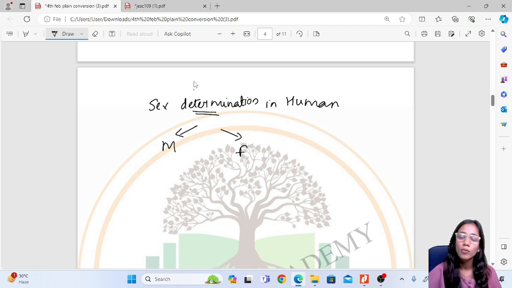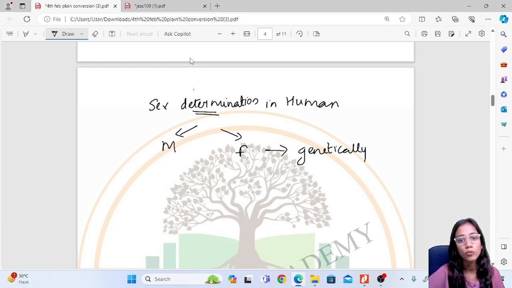Okay, in some organisms, the sex determination depends upon the temperature. But in humans the sex determination is always genetically determined. The sex is genetically determined, which means it depends upon the chromosomes.